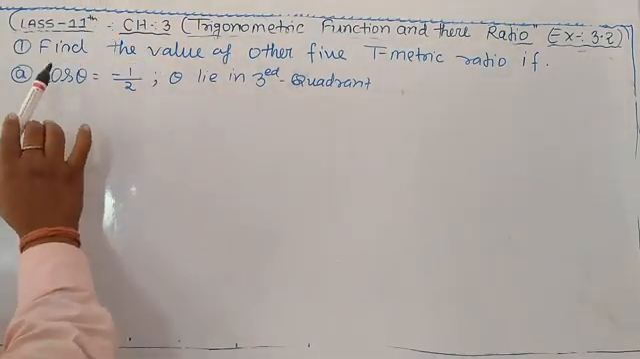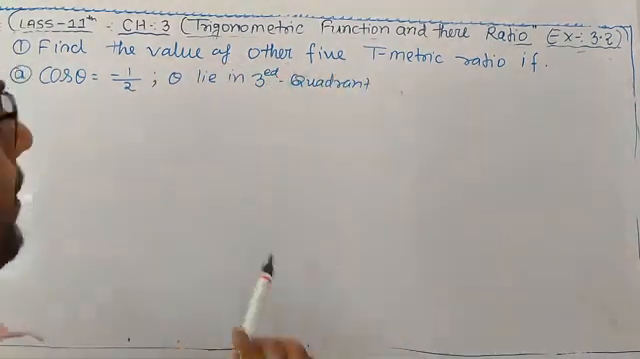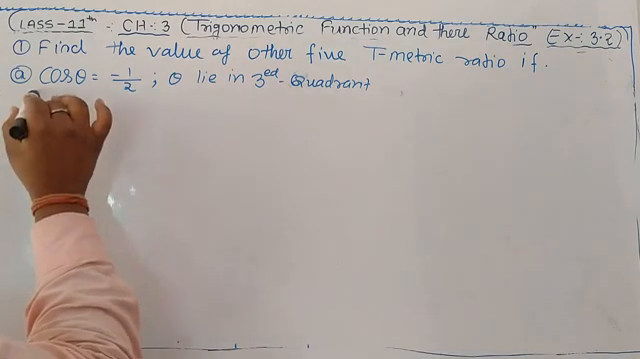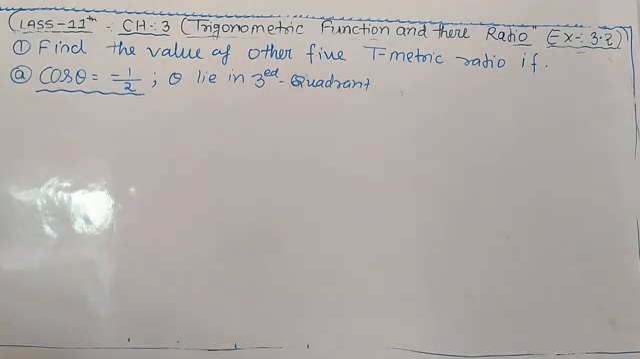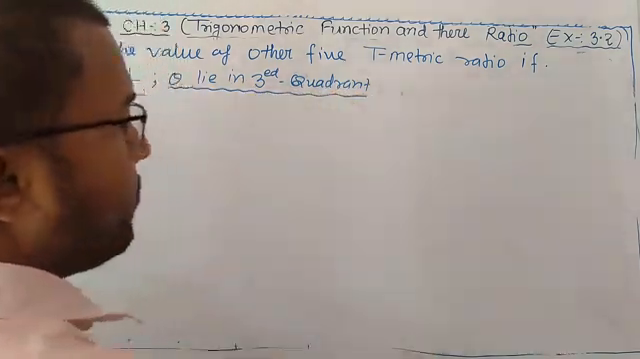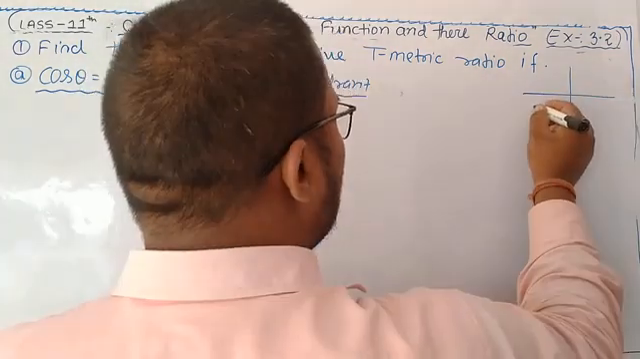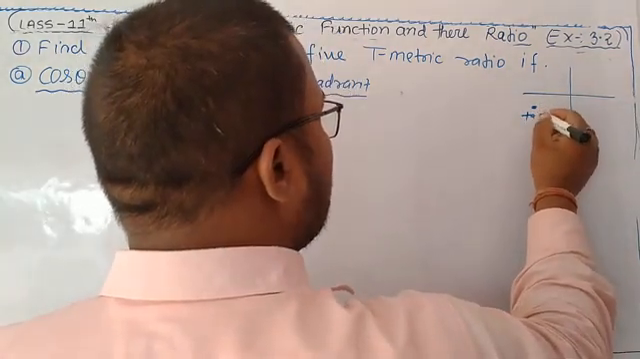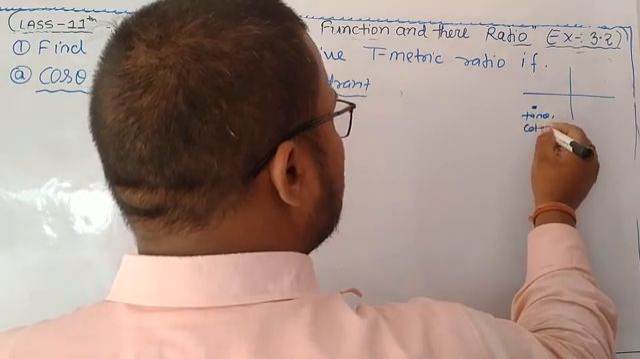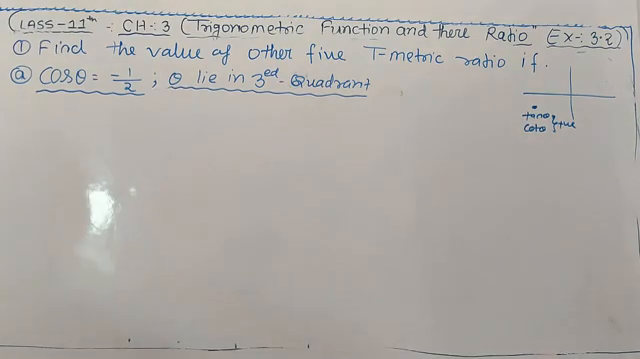Okay student, first question, exercise 3.2. Find the value of the other 5 trigonometric ratios if one ratio is given. Cos theta is equal to minus 1 by 2. To find the other 5 ratios, very important, theta lies in the third quadrant. If theta lies in the third quadrant, tan theta and cot theta will be positive, other negative.